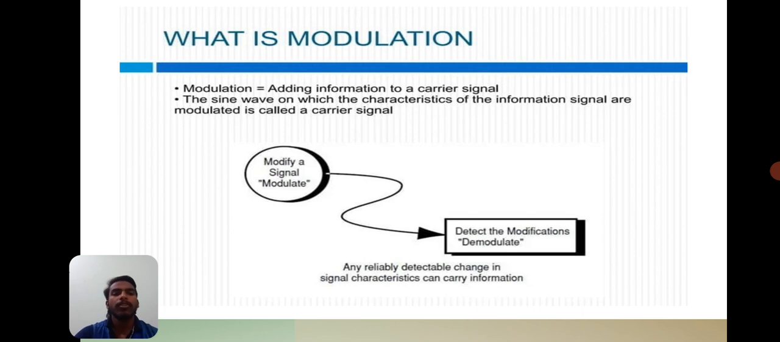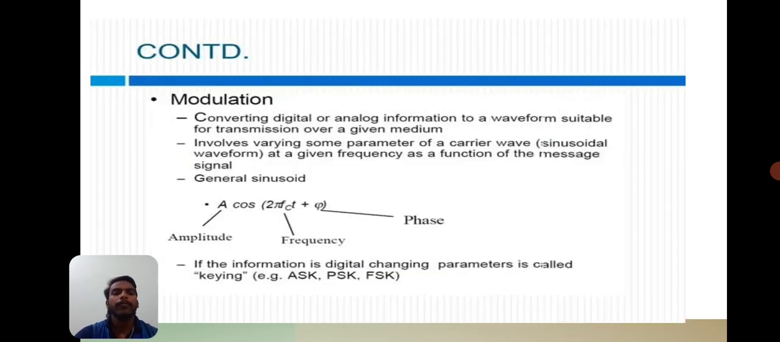Modify a signal: modulate. Detect the modification: demodulate. Any reliable detectable change in signal characteristics can carry information. Modulation: converting digital or analog information to the waveform suitable for transmission over a given medium. It involves varying some parameters of a carrier wave, a sinusoidal wave at a given frequency, according to the message signal. If the information is digital, changing the parameters is called keying.